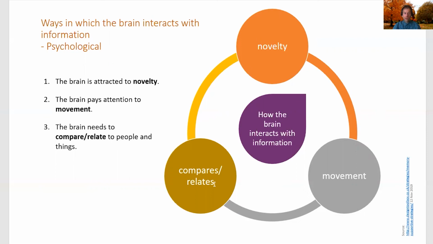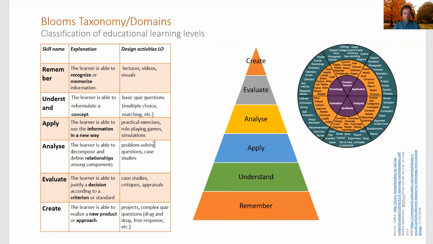We know that the brain likes to compare and to relate things. The brain likes to compare one color to another, one concept to another concept. That's how the brain operates. So you can structure information in that way. If you're an educational institution, you might want to consult Bloom's taxonomy, which is a classification of educational learning levels. Here I've summarized it for you. Again, I have a separate presentation that deals with this specifically.